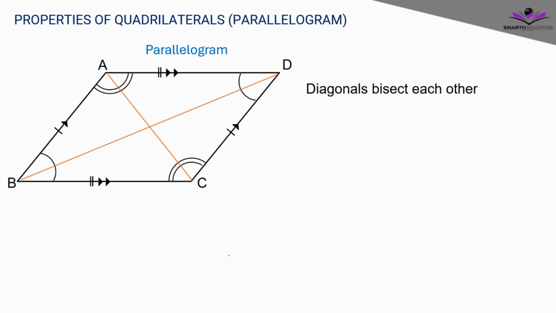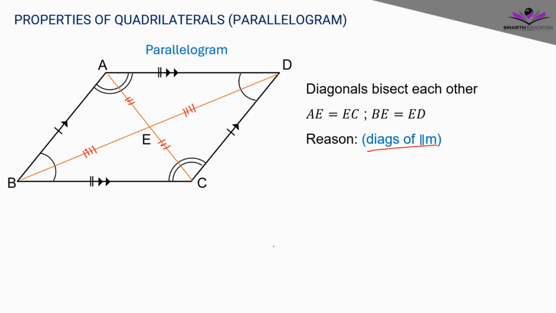Let's name this point of intersection E, where the diagonals intersect. It means that AE is equal to EC, because AC is bisected by BD. BE is equal to ED. Again, BD is bisected by AC. So the diagonals bisect each other. Remember that. Then the reason you just write is diagonals of parallelogram. These are the properties of a parallelogram.